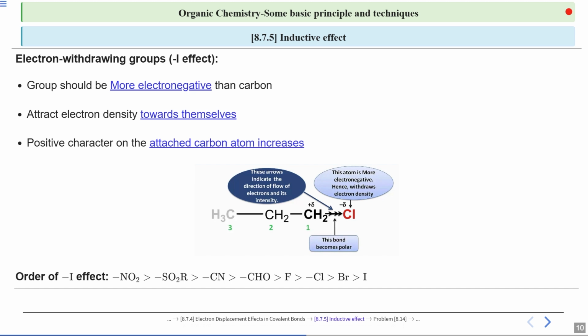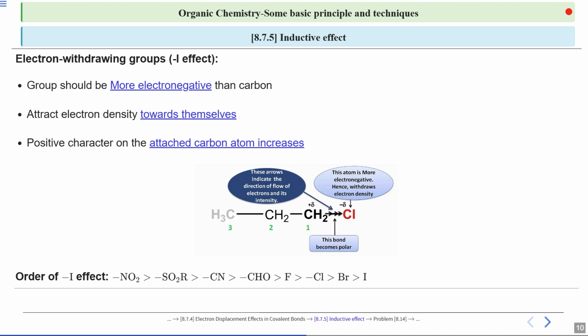Now, the most important takeaway note from here is the order of minus I effect. Different groups show different order of minus I effect. Here is a list of that. The highest inductive effect, minus I effect, is shown by NO2. Then comes your SO2R, then your CN, then your CHO, then fluorine, chlorine, bromine and iodine.